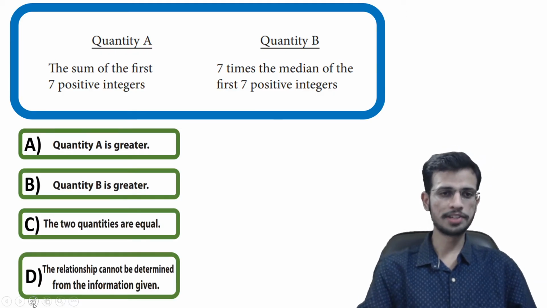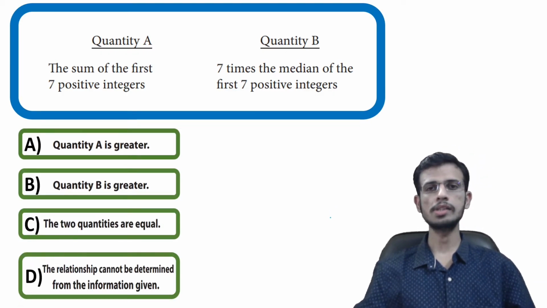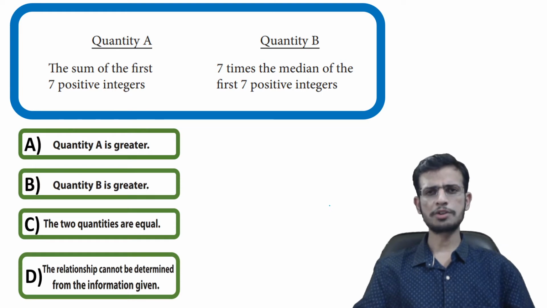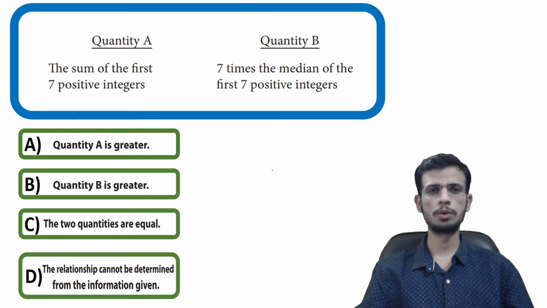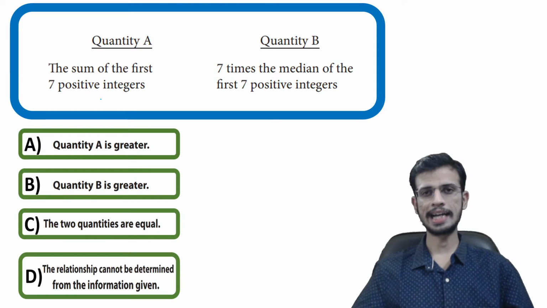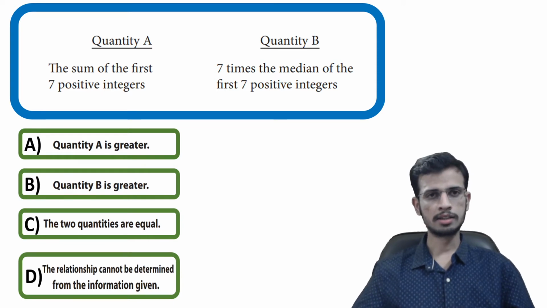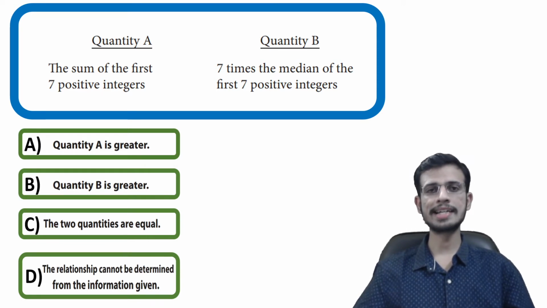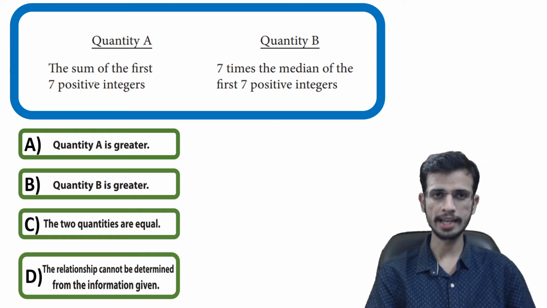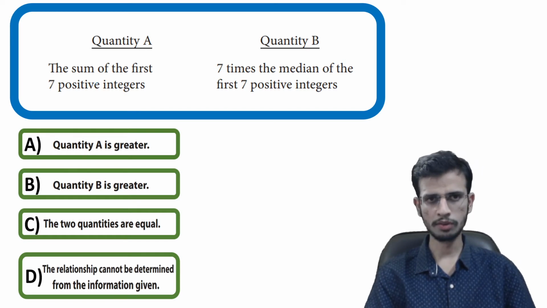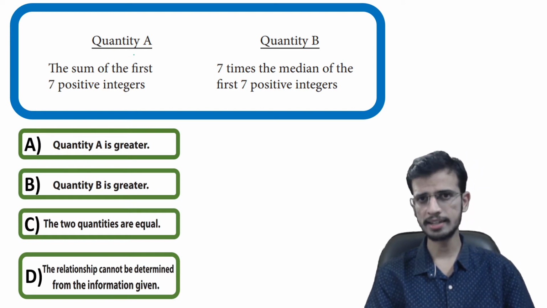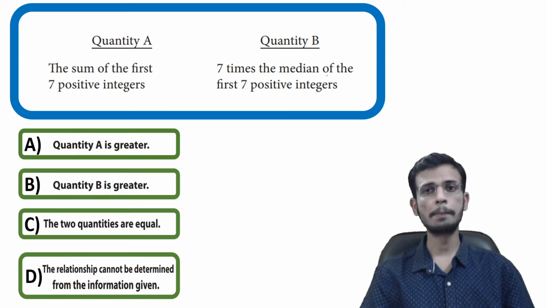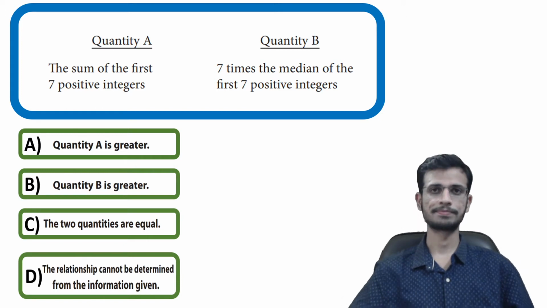So here is the very first question on your screen. Quantity A and quantity B are given to us, right? So let us write quantity A and quantity B. The sum of the first 7 positive integers, that is quantity A. 7 times the median of the first 7 positive integers, that is quantity B.